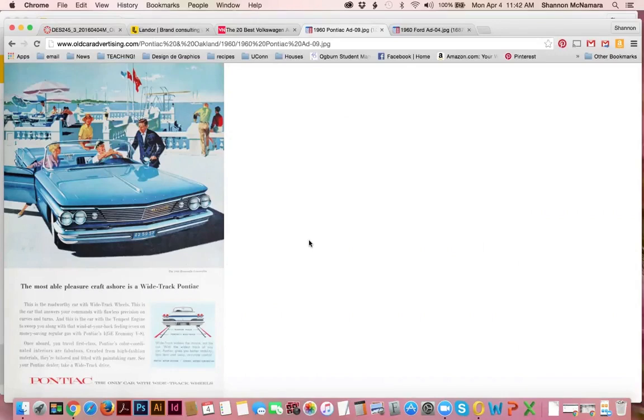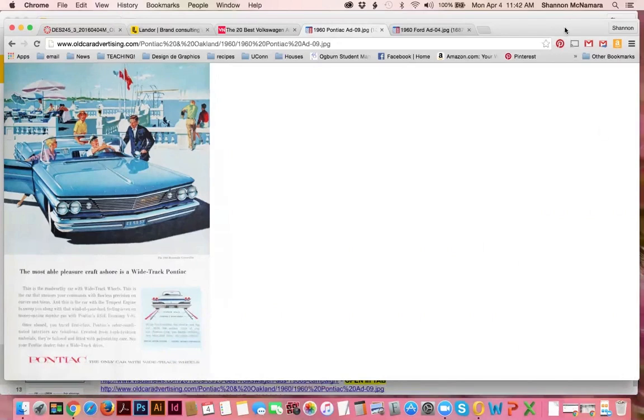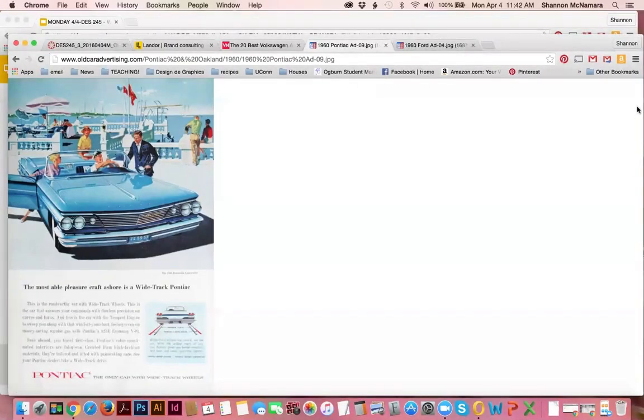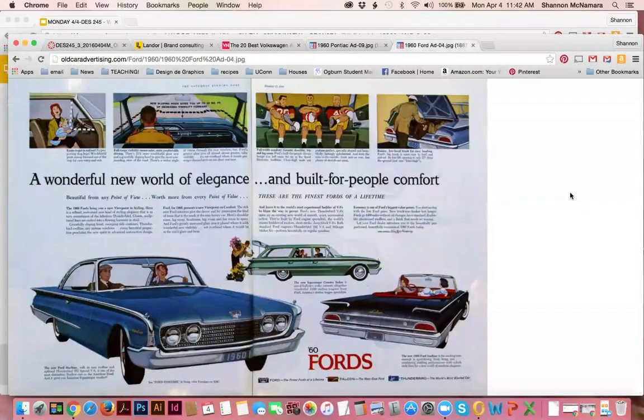Definitely big cars in the 1950s and the 1960s. So let's compare that with this tiny little Volkswagen. And then we've got the 1960 Ford ad, which is a wonderful new world of elegance and built for people comfort. So we look at the ads. There's a woman sitting in the front seat holding her child. You have to love the 60s.